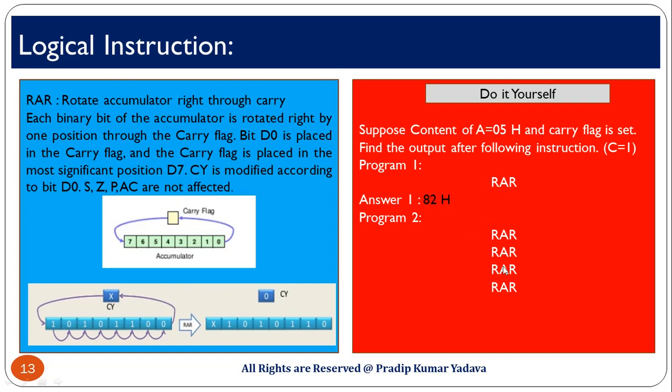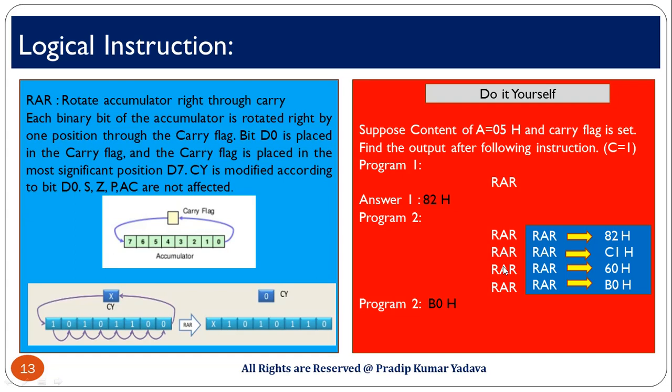Now you can check this program by yourself. I have already mentioned the output. First time when you do RAR, you will get 82, second time C1, third time 60, fourth time B0. So you can check whether your concept is working or not. This is up to you how you are going to check it. Just take out your copy and pen and try to do it yourself, and this is very easy. If you are facing any problem, you can ask me, I am here to give you the answer. Only you have to write a comment in the comment box and I will explain it again.